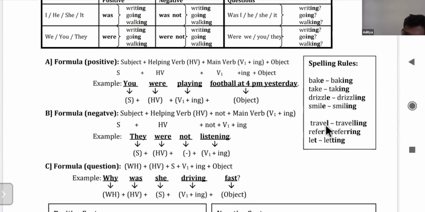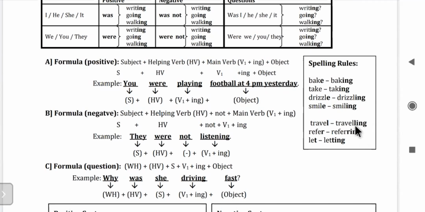Read it. Traveling. Yeah, what happened here? Double L here, and then -ing. We need to double the L, so double L and -ing. And the same reason applies here, as I told you. When we say traveling, the L will come in both sounds.